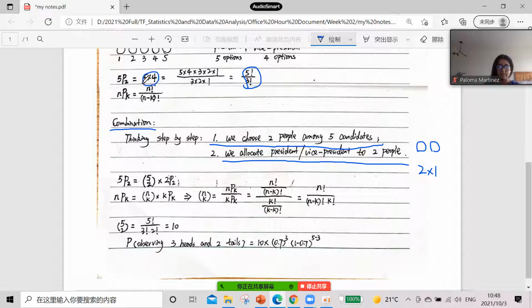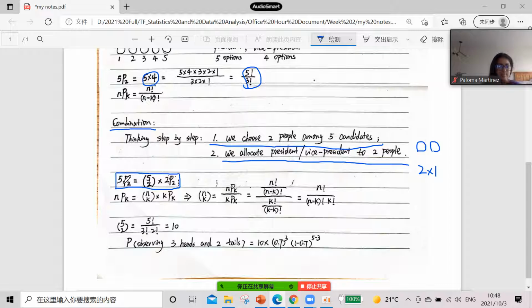But to get more familiar with the notation, I just use 2 permutation 2. I have 2 people and I have 2 roles, and I want to allocate them. So it's 2 permutation 2. From this, we can see that we find a way to calculate 5 choose 2, because 5 choose 2 is simply what you get when you move this to the other side of the equation.